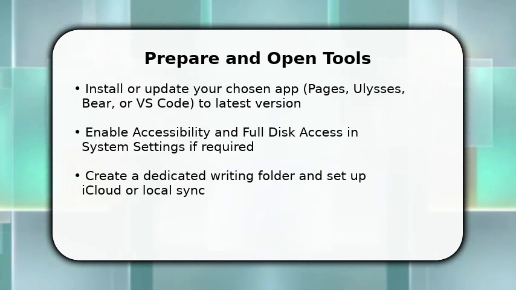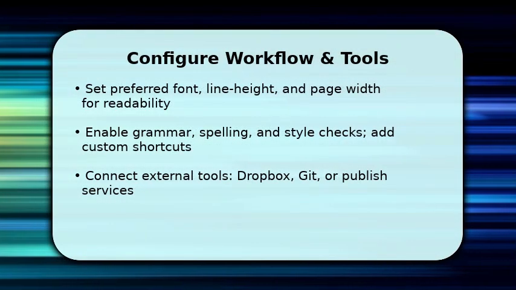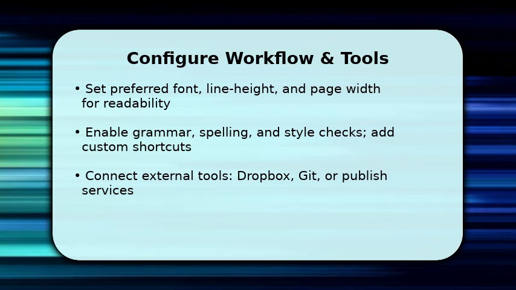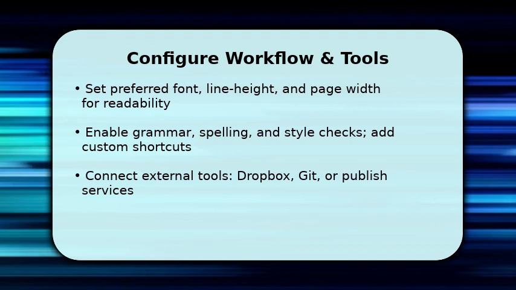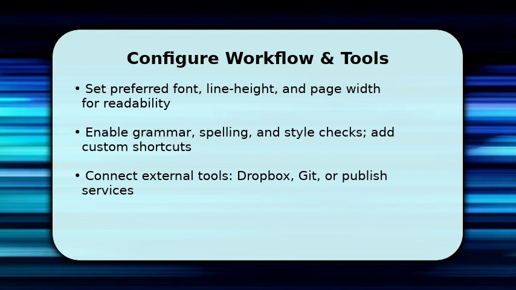Now configure your workspace so you can write without friction. Adjust font size, line height, and page width to reduce eye strain because comfortable layout boosts productivity. Enable built-in grammar and spelling checks and add style rules or third-party integrations for advanced feedback. Next, create custom keyboard shortcuts for common actions to speed the process. Once that's in place, connect external services like Dropbox, Git, or publication endpoints. This automates syncing and lets you export to multiple formats.